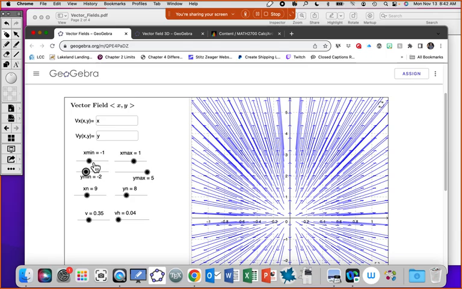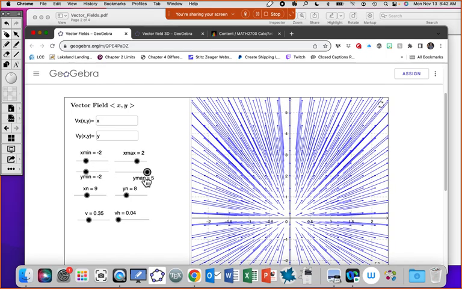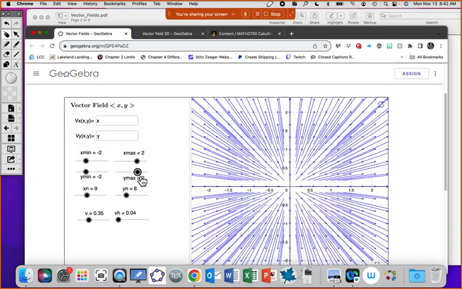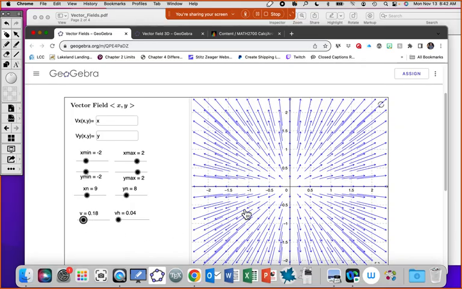Let's do these on squares. There we go. Let's dial this back. Oh, that's a little obnoxious. And there's a radial field.